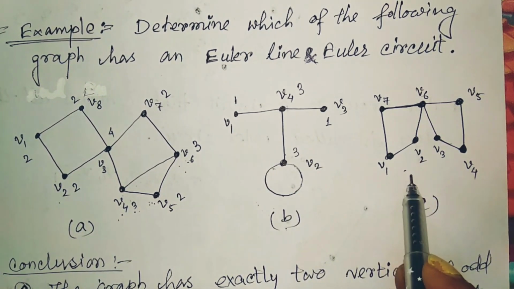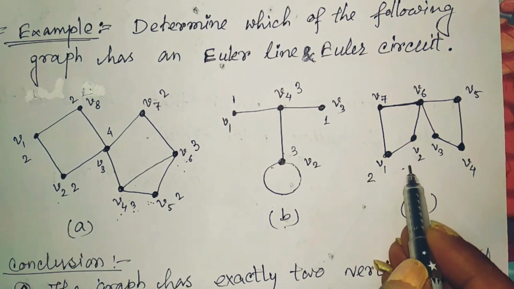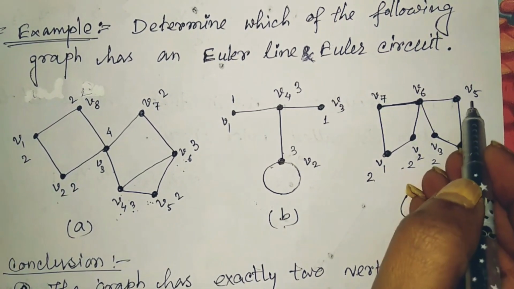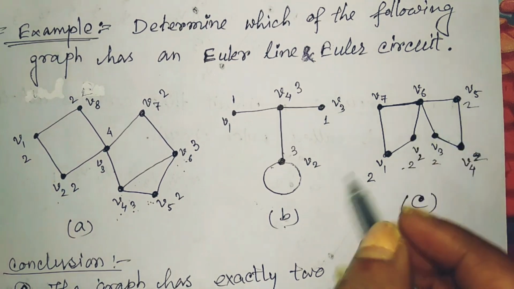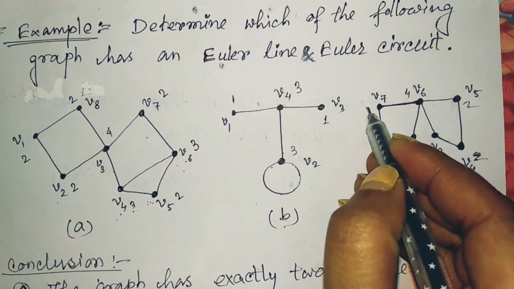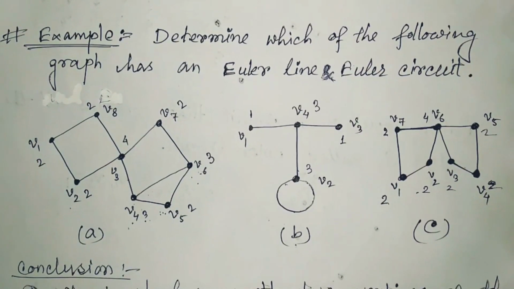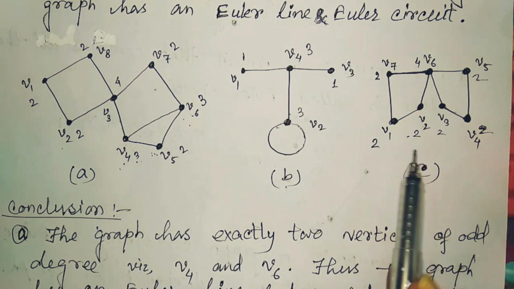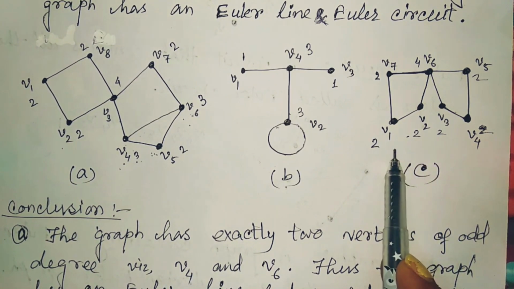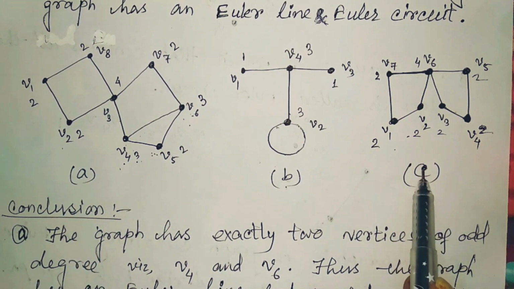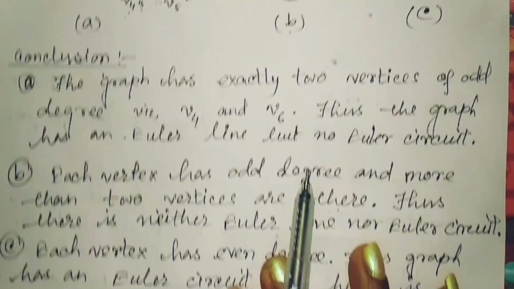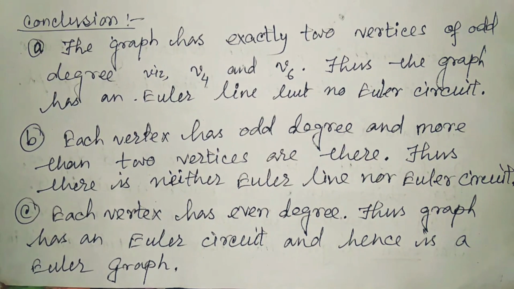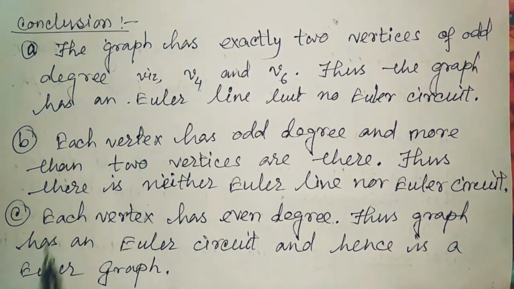Next graph is this one. Here V1 has degree 2, V2 has degree 2, V3 has degree 2, V4 has degree 2, V5 has degree 2, V6 has degree 4 and V7 has degree 2. So all the vertices are even vertices here. That's why we can say this graph has the Euler circuit. Hence, among these three, only this graph is the Euler graph. So this consequence is written here. This is about graph A, this is about graph B, and this is about graph C.